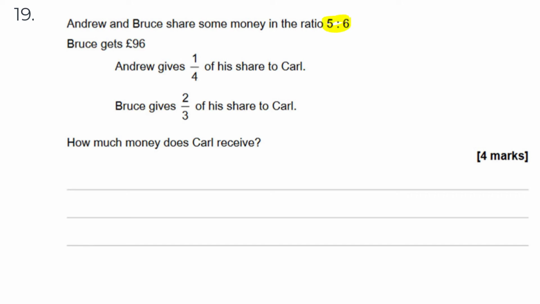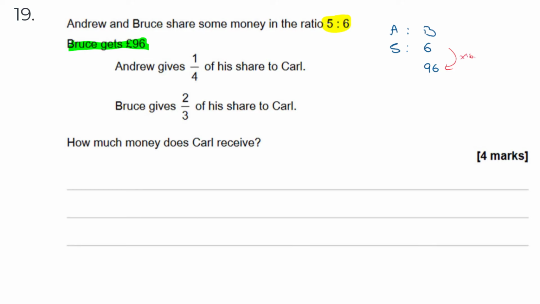So I'm going to start at the top with this ratio. I know that Andrew and Bruce share the money in the ratio of 5 to 6, and I know that Bruce gets £96. So if I've got a ratio between Andrew and Bruce of 5 to 6, and I know that Bruce's share is 96, then that is just a multiple of the base ratio, because 6 goes into 96 16 times.